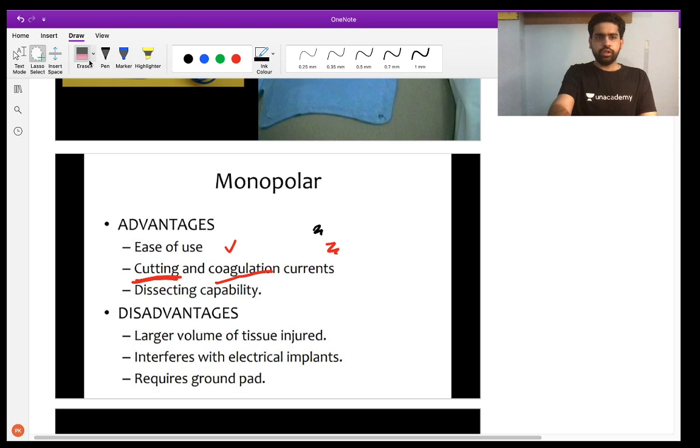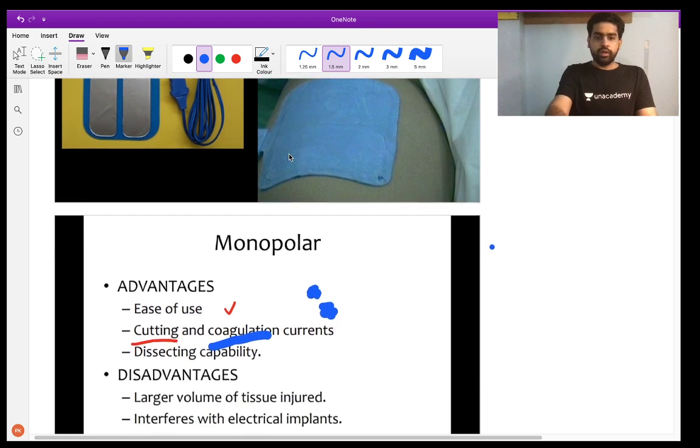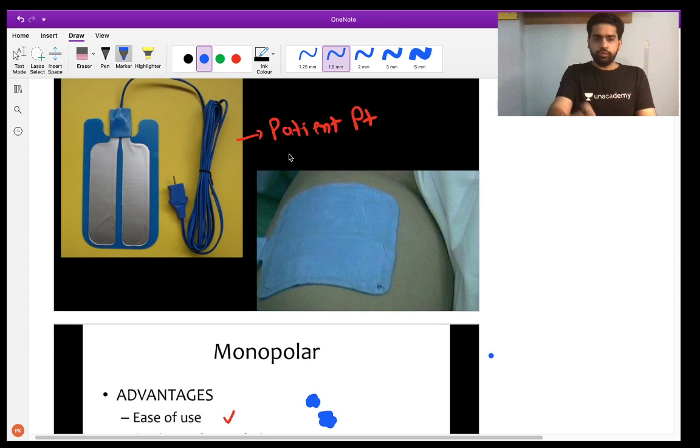Right, so we will be passing monopolar and bipolar current through it. So this is just a Quadtree system. We'll talk about that again.